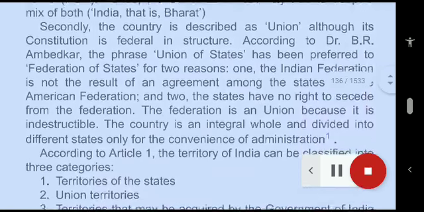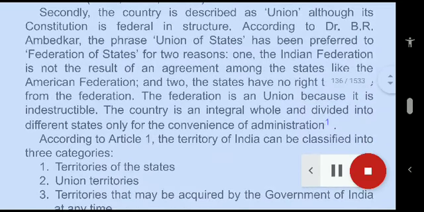Secondly, the country is described as union, although its constitution is federal in structure. According to Dr. B.R. Ambedkar, the phrase Union of States has been preferred to Federation of States for two reasons. 1. The Indian Federation is not the result of an agreement among the states like the American Federation, and 2. The states have no right to secede from the Federation. The Federation is a union because it is indestructible. The country is an integral whole and divided into different states only for the convenience of administration.